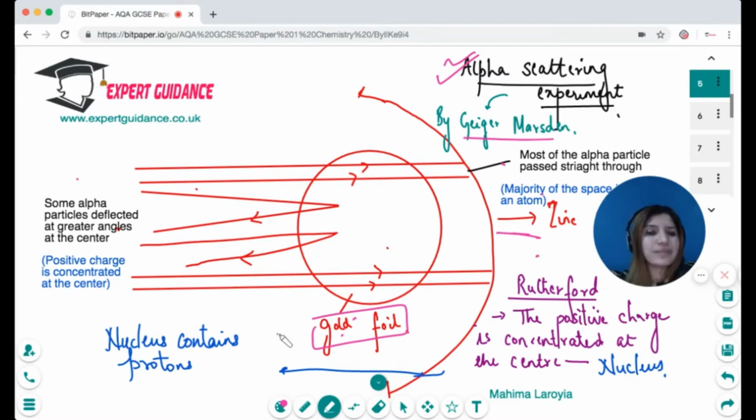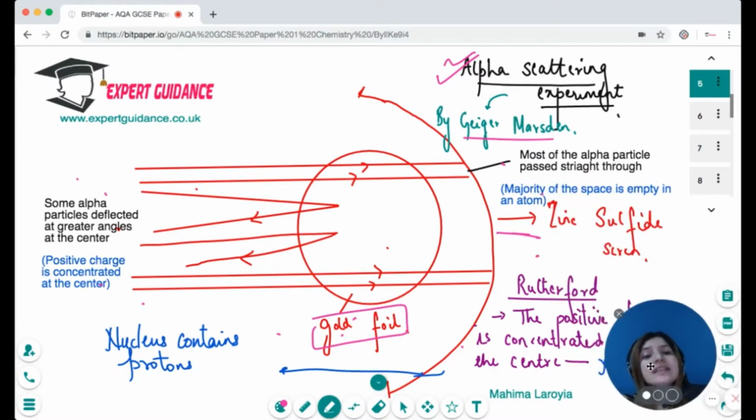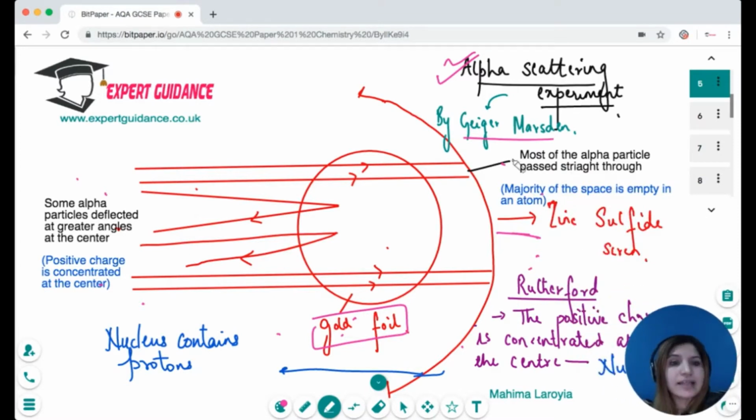But to their surprise, what they found was that the majority of the alpha particles went through undeflected, and there were minor deflections, and at the center there was a greater deflection, and some of the alpha particles just bounced back by 180 degrees. Now, what does this tell us? It tells us that since most of the alpha particles pass straight through, the majority of the space is empty in the atom, and since there was a greater deflection at the center, there's a positive charge which is concentrated at the center of the atom.